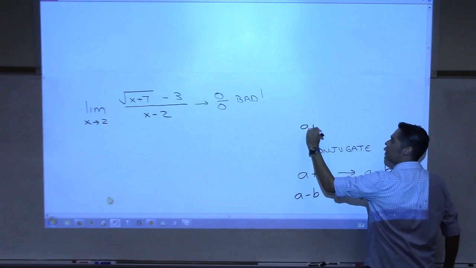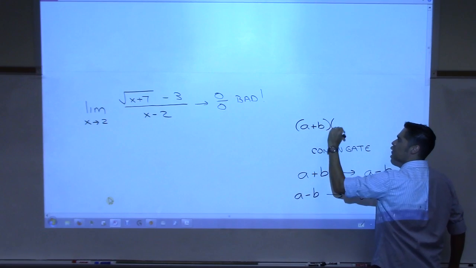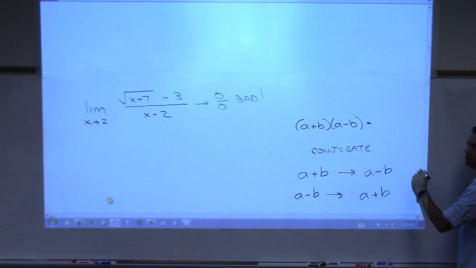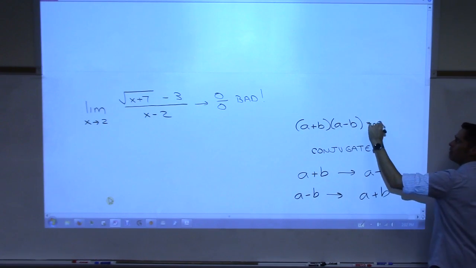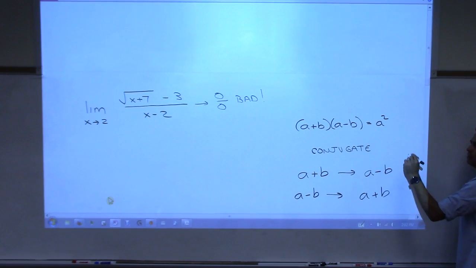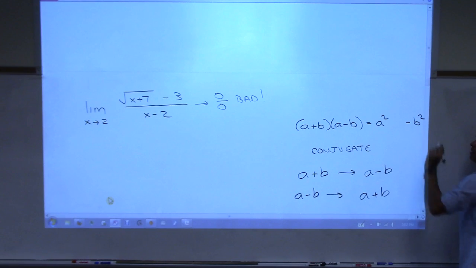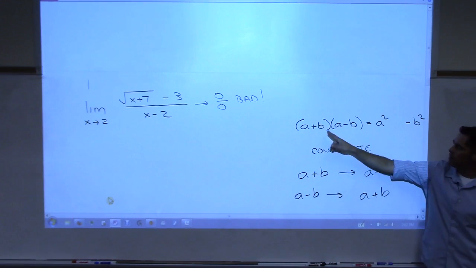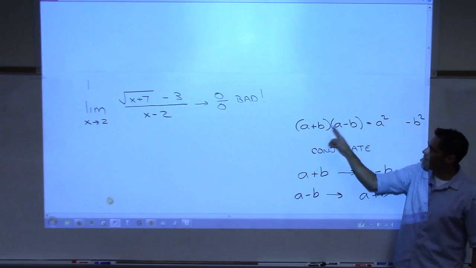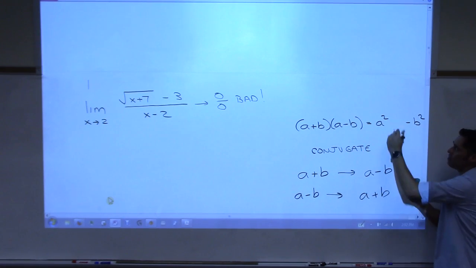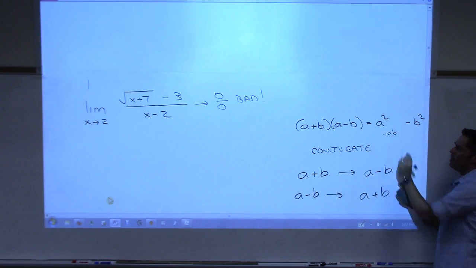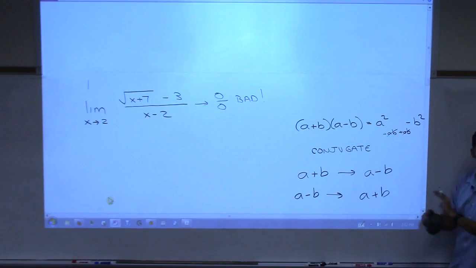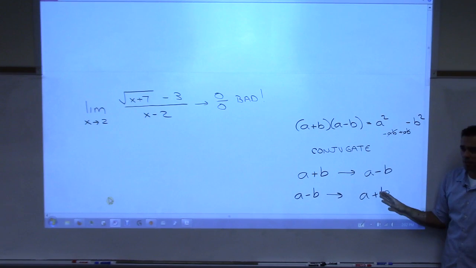If you take something and its conjugate and you multiply them together, you will always get a squared minus b squared. The middle terms will always cancel each other out. A times a is a squared. A times negative b is negative ab, so there would have been a negative ab in here. And then the middle terms would have been positive ab, and those would have gone away. Always, always. That always happens with conjugates.